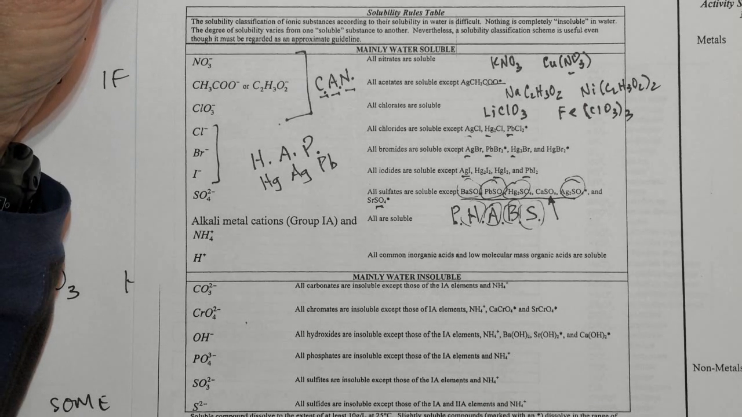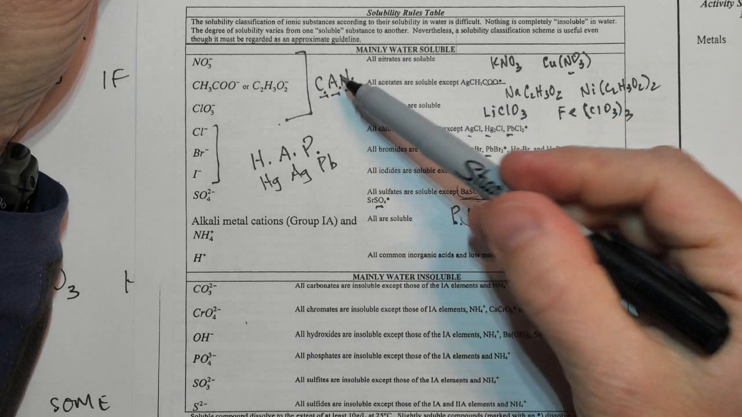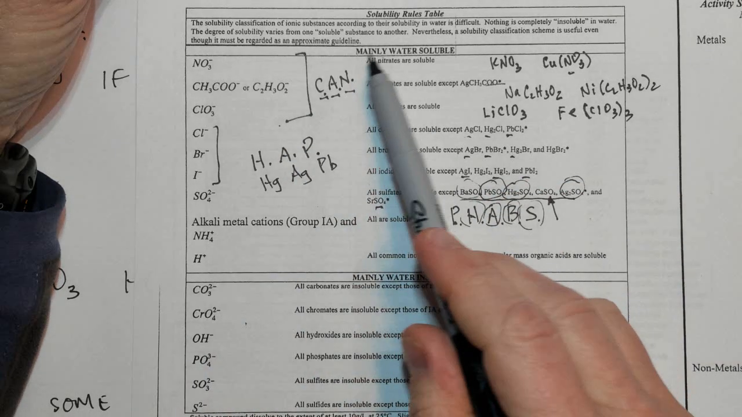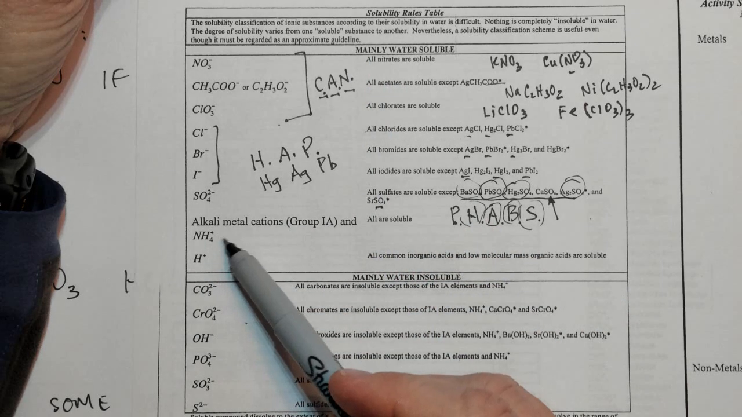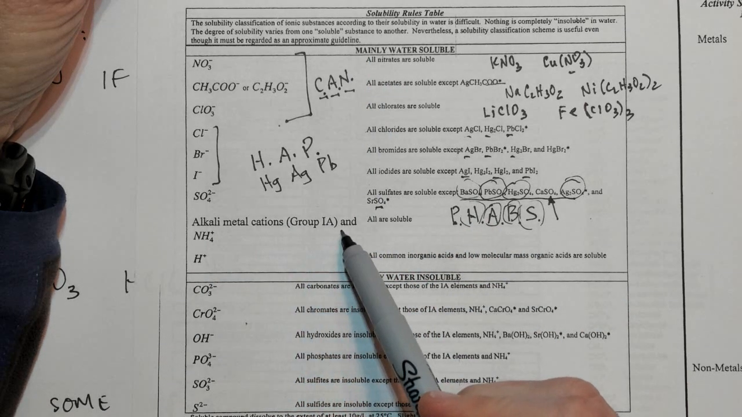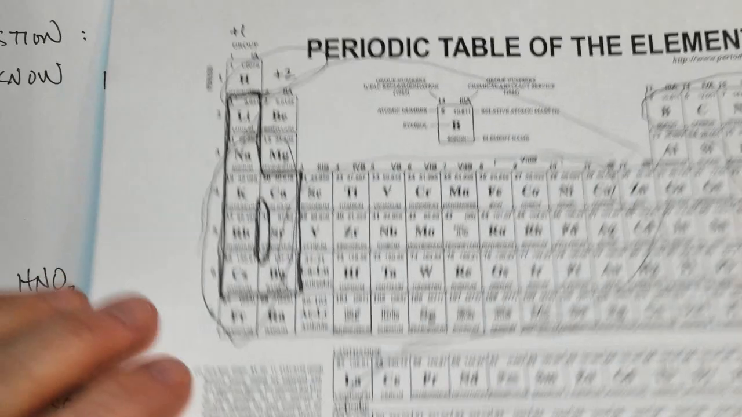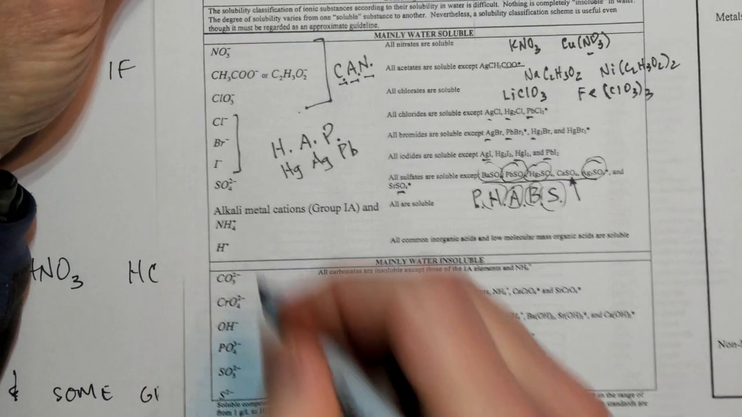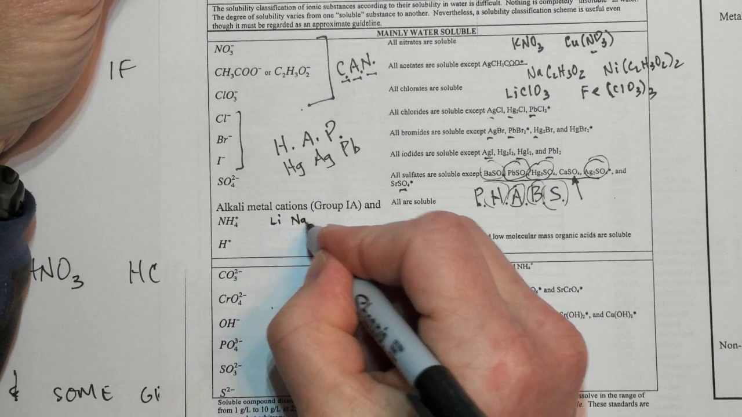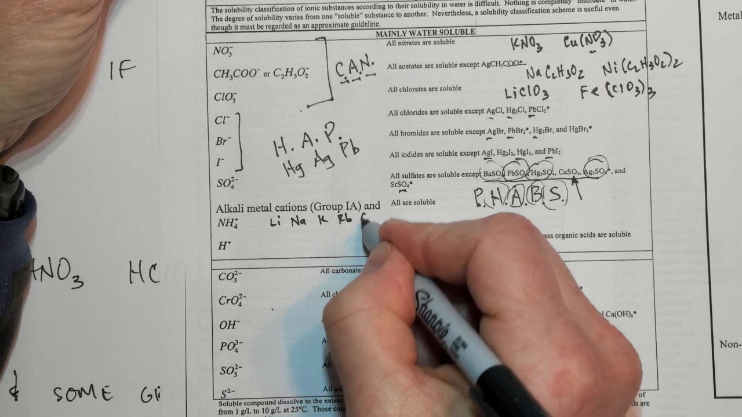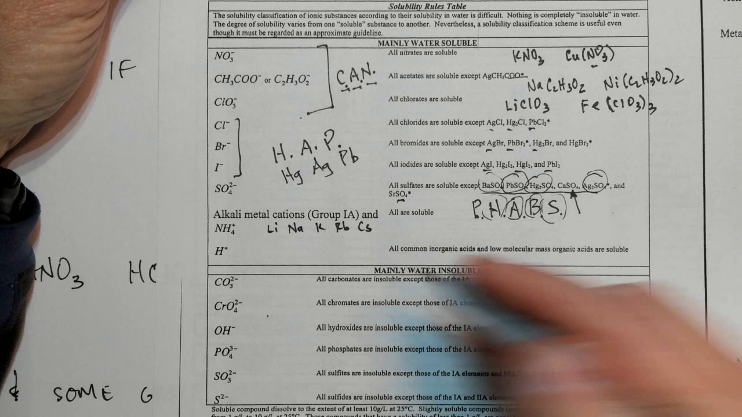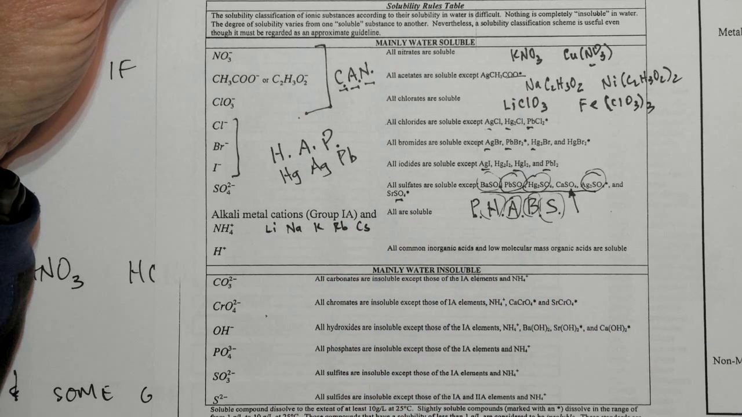But until then, you can just know that these are pretty much either always soluble or pretty much not soluble. 2 other things are mainly water soluble. These are all the cations from group 1 and ammonium. So the cations from group 1 are lithium, sodium, potassium, rubidium, cesium. So you have to write those in here. Lithium, sodium, potassium, rubidium, and cesium. And then the polyatomic ion, ammonium. And so if it contains any one of these ions, it's always soluble.